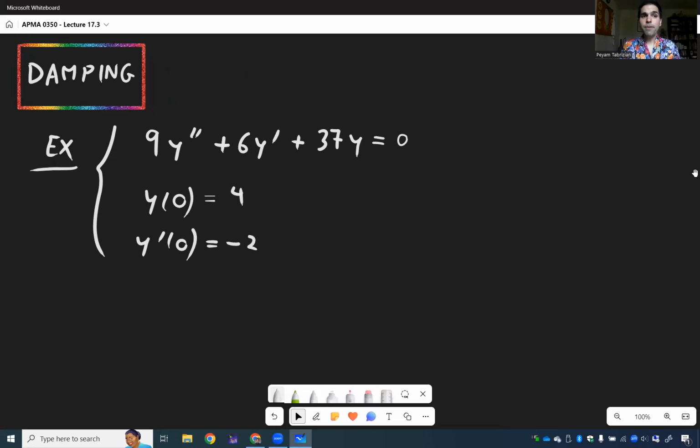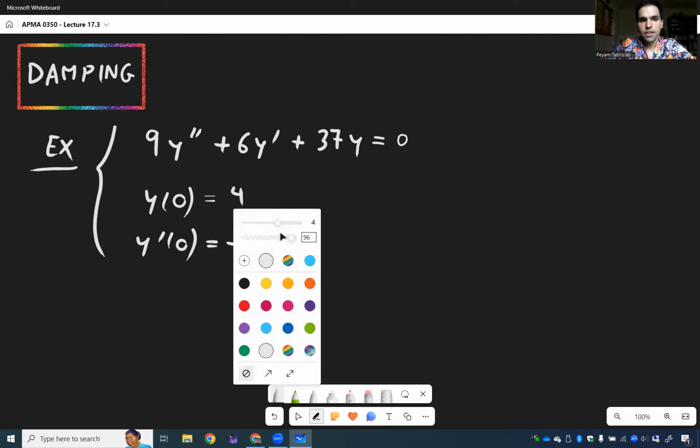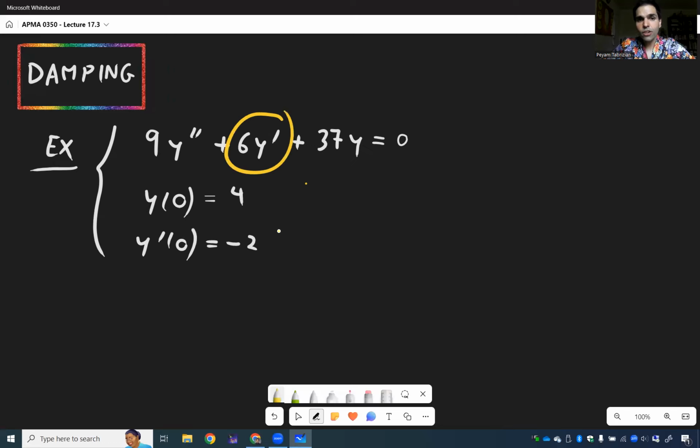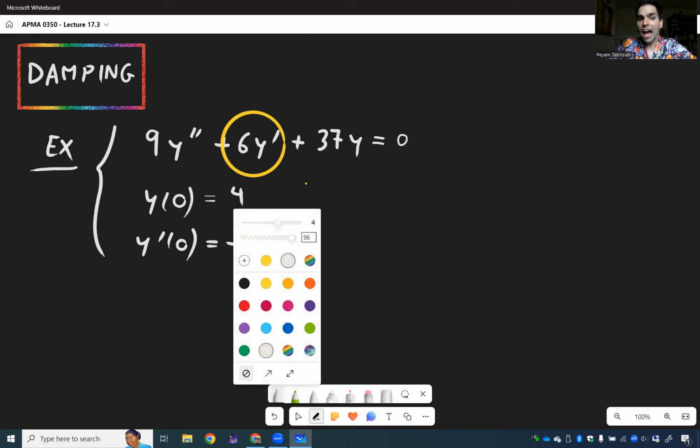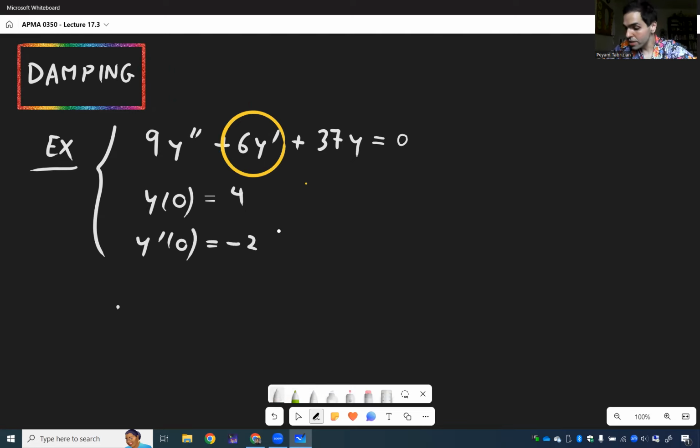Now let's see what happens when you have damping due to friction. In particular, consider the equation 9y double prime plus 6y prime plus 37y equals 0 with initial position 4 and initial velocity -2. So in this case, what makes this different compared to the other equation is that we have a y prime term. So this is what's called, once again, damping.